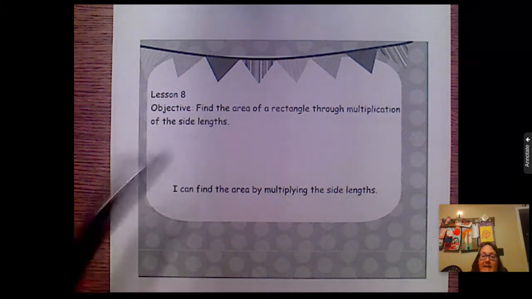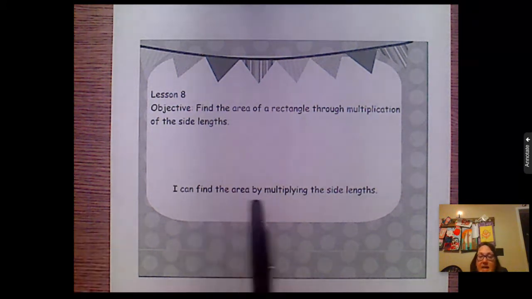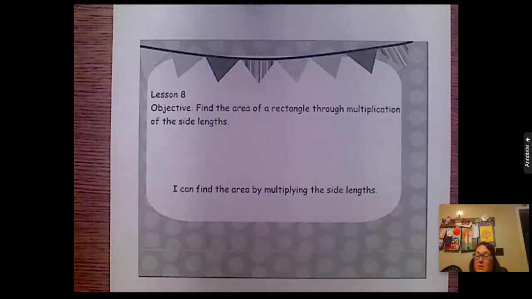And our I can statement says I can find the area by multiplying the side lengths, which yesterday, if you remember, we kind of cheated a little bit and we didn't draw in all the missing rectangles or all the missing parts to make all the tiles, and we just multiplied the side lengths. So really that's what we're doing today. So we should be pretty much professionals at this. Are you ready? Okay, so today we're going to jump right into our lesson.